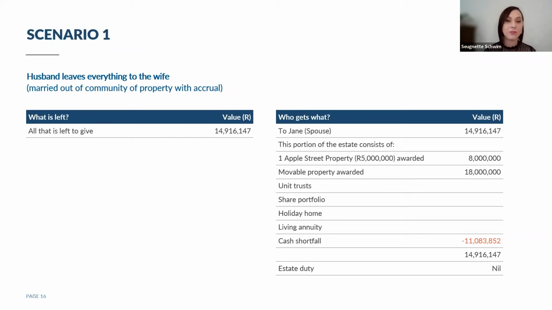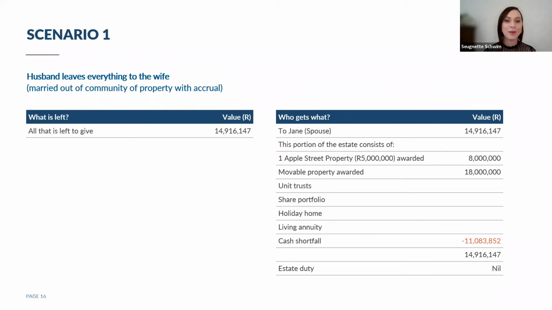Luckily, that 11 million rand cash shortfall is made up out of the, did we say it's nine, just under 10 million rand that Jane is going to get. So because she is the claimant and the residual heir, we might not have to sell off too much.